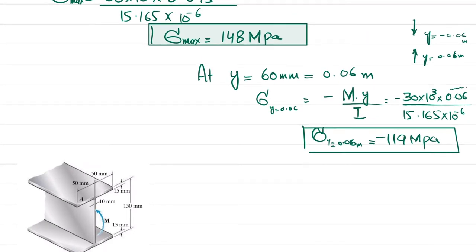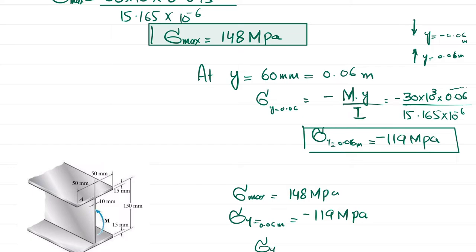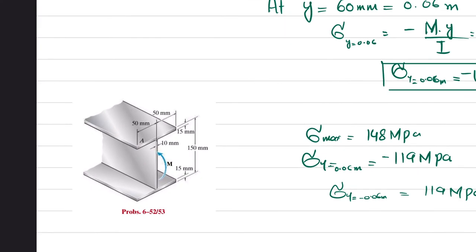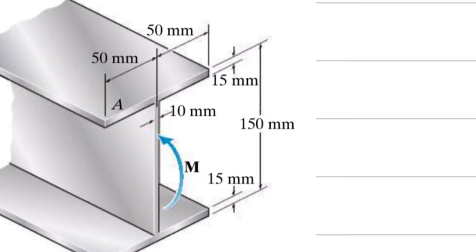Now what we will do is that we have sigma max equal to 148 megapascal, and sigma at y equal to 0.06 meter is minus 119 megapascal upward, and sigma at y equal to minus 0.06 meter will be 119 megapascal downward. So we will plot them over the cross section. You can see this is the cross section of this beam there. And the neutral axis will be like this one, clear? This is the neutral axis.